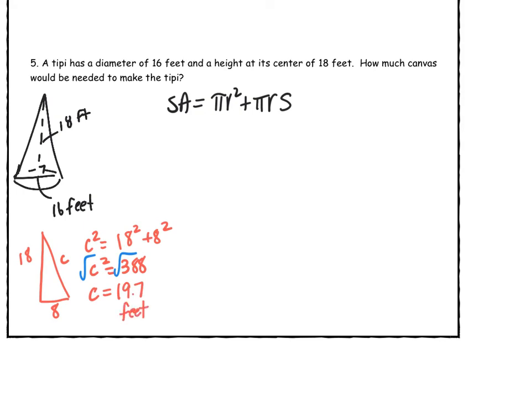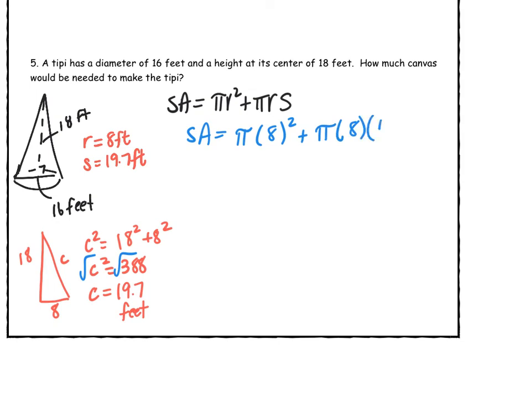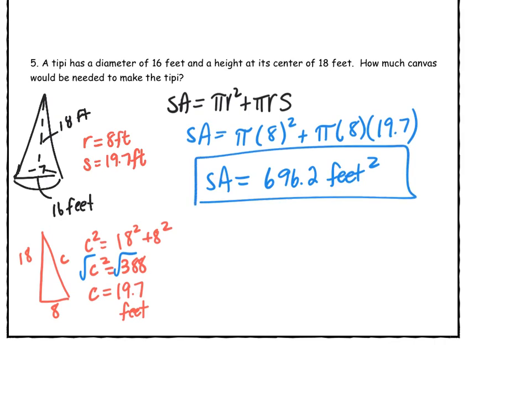Okay, so that tells me then that my radius is 8 feet and my slant height is 19.7 feet. So I can go ahead and plug those numbers into my formula. So pi times the radius squared plus pi times the radius times the slant height, and put it in your calculator. And my surface area is 696.2 feet squared.